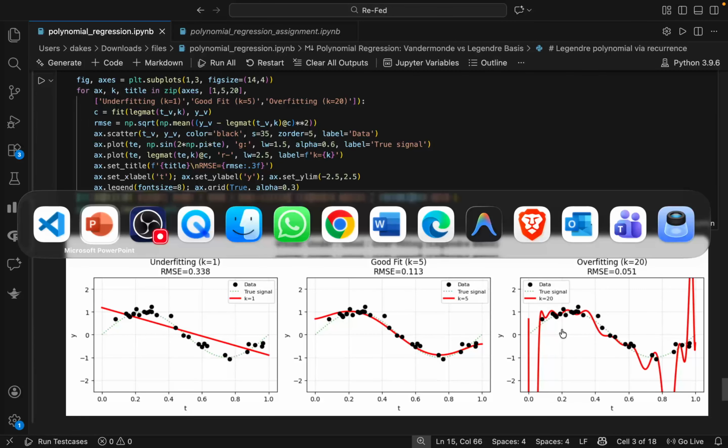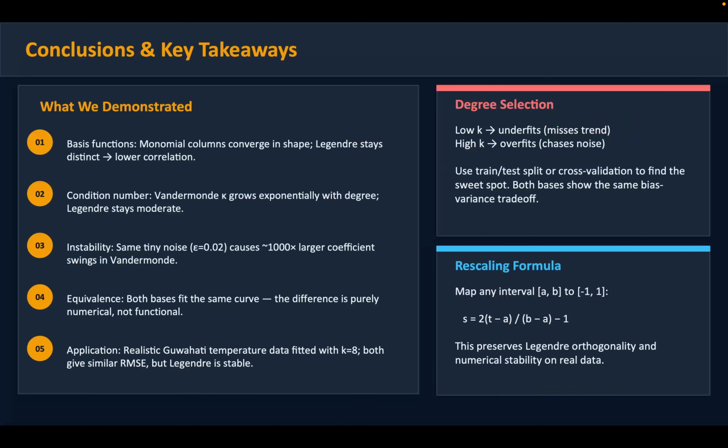So now let me summarize what this demonstration showed. First, basis functions: monomial columns look increasingly alike and Legendre columns stay distinct. Second, condition number: Vandermonde grows exponentially, Legendre stays moderate. Third, instability: the same tiny noise causes a 1,000 times larger coefficient shift in Vandermonde. Fourth, and this is the key insight from the tutorial, both bases fit the same curve, same polynomial, and produce the same result. The difference is purely numerical.